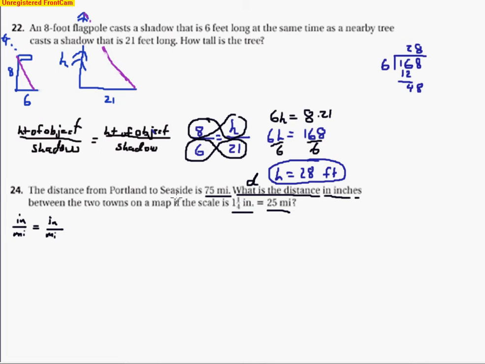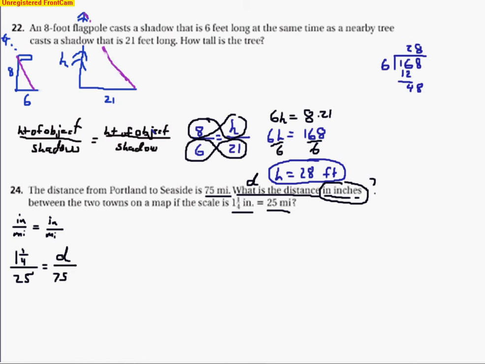So let's take a look at the scale factor, 1 1/4 inch. So I write 1 1/4 inch, and then I have over 25 miles, because this is inches, this is miles, equals, and I do the same thing here. They're asking what is the distance in inches? In inches, we don't know that distance, that's the question. And so that goes on top, because inches goes on top. So I'll use D this time. And then the distance is 75 miles. The actual distance is 75 miles.